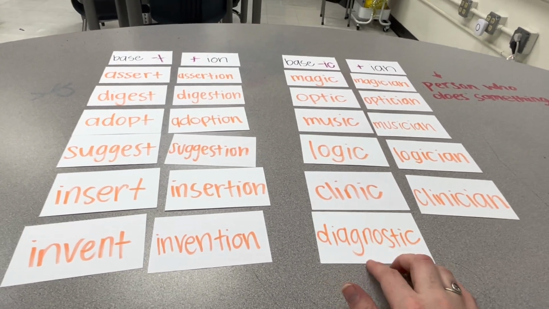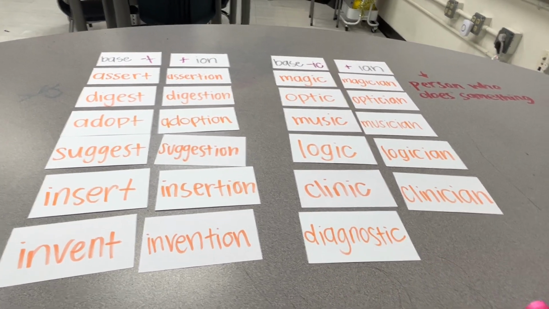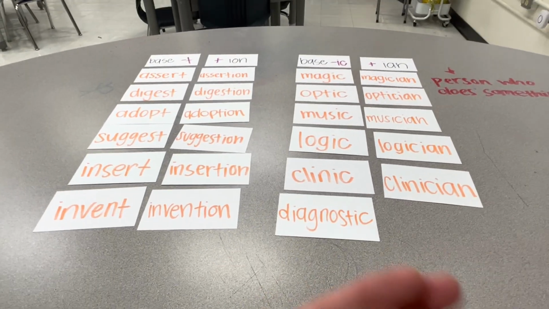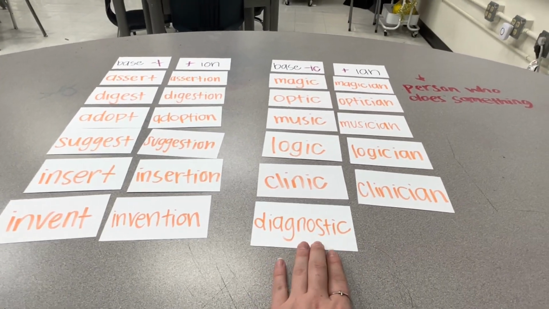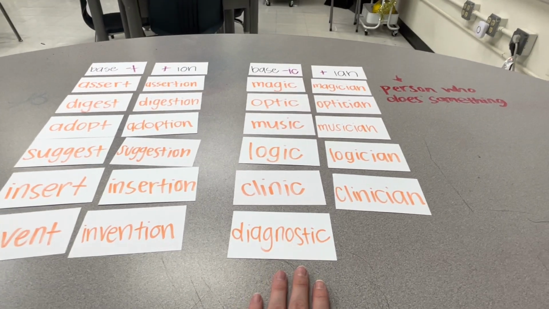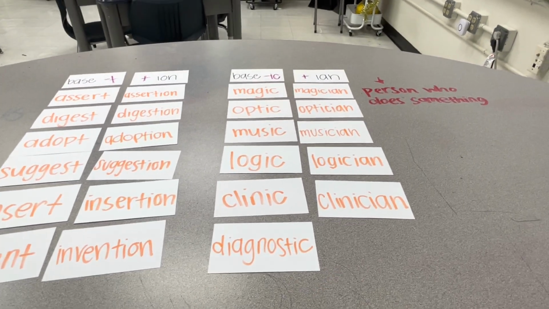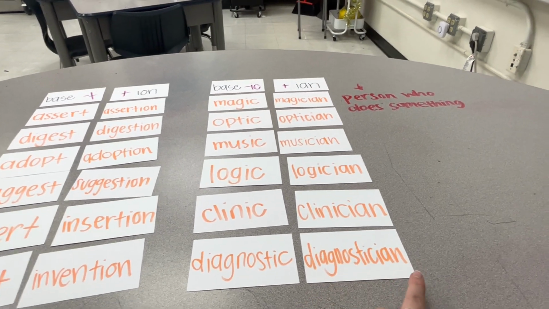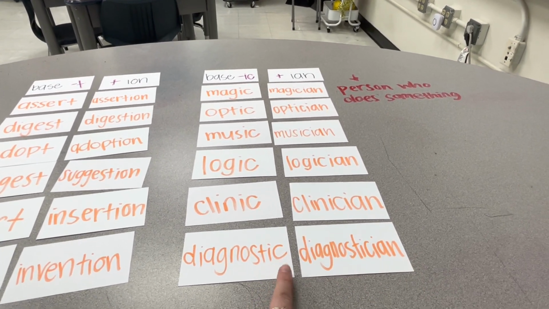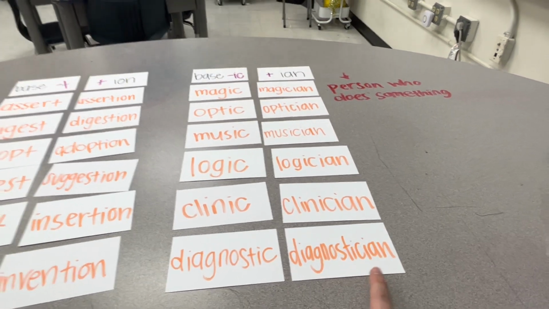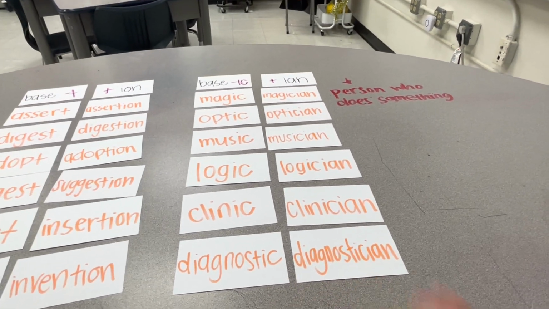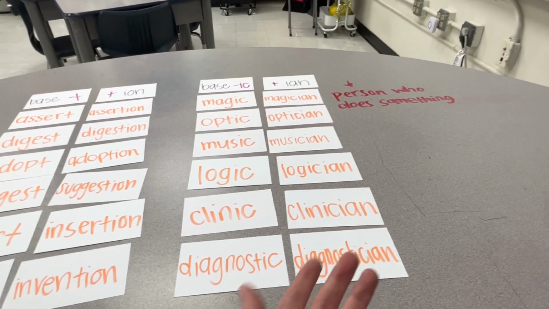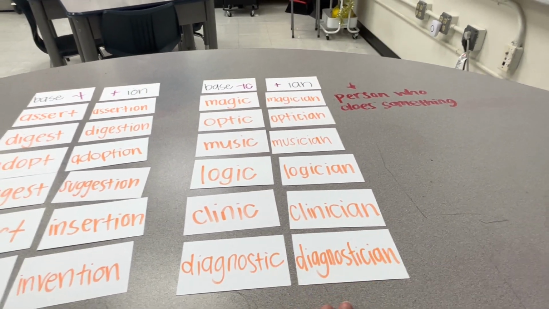Last one, I have diagnostic. Ends with an IC. Diagnostic is when you look to find out like where something is at. Like yesterday we took our Lexia diagnostic assessment. We tried to see where you all were at, your level. When you add IAN, you have diagnostician. Okay? So diagnostic, diagnostician. You have that sound change. And this is a person who tests people to figure out where they are on whatever you're looking at, whether it's Lexia, whether it's sports, whatever.